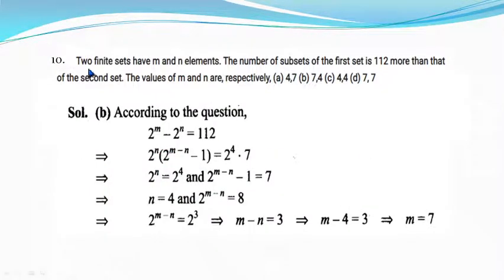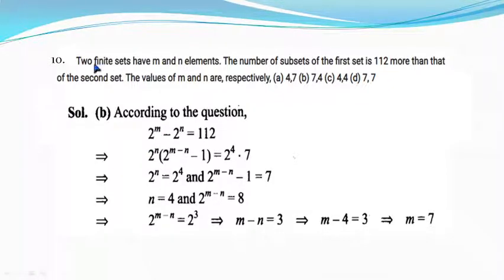Question number 10. Very good question. Two finite sets have m and n elements. The number of subsets of the first set is 112 more than that of the second set. The values of m and n are respectively a, b, c and d. Four options are given. Let's find out. I hope you know the formula to calculate the number of subsets. Yes, the formula is 2 raised to the power of the number of elements of that set.